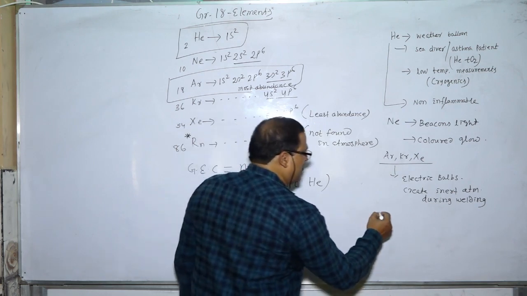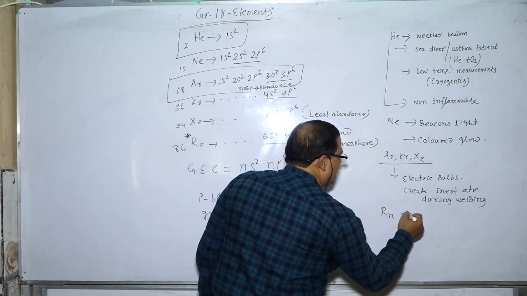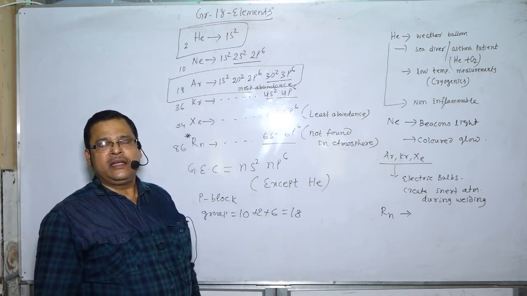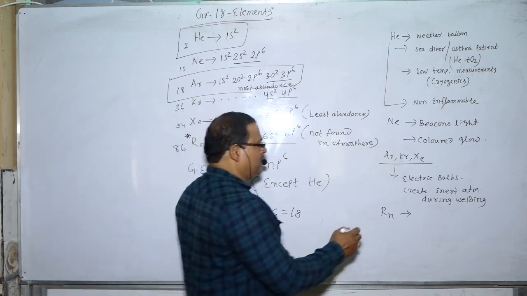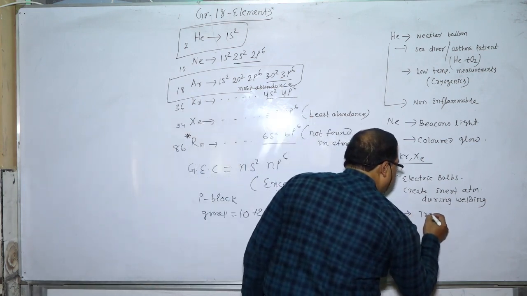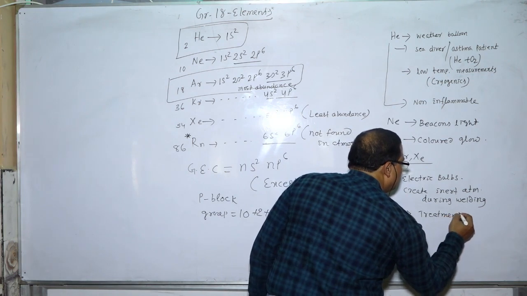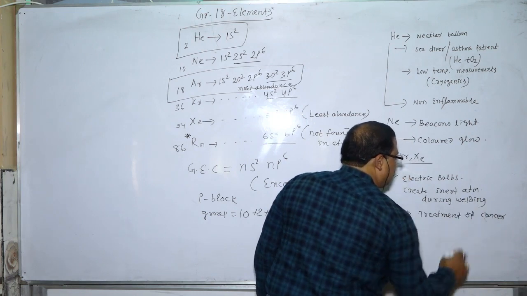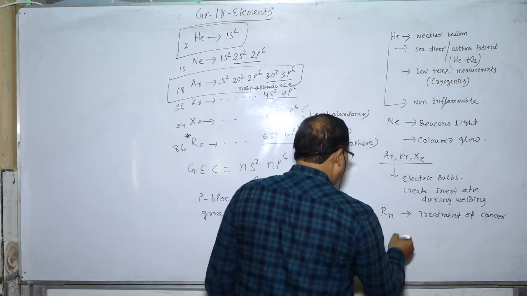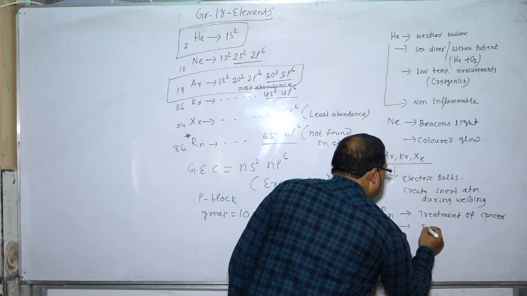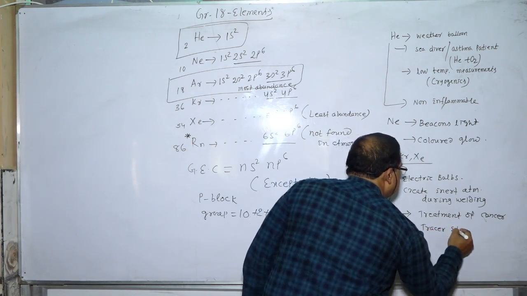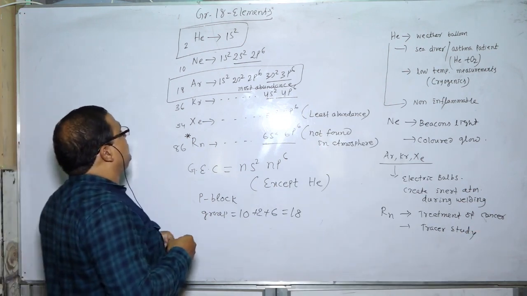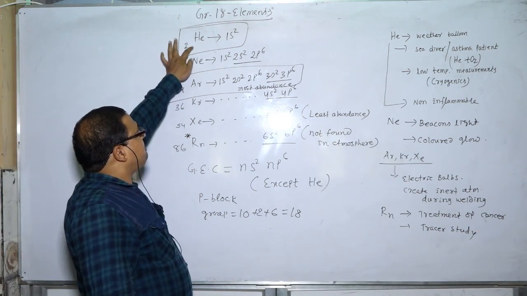The last one is radon. Radon is radioactive. It has the ability to produce alpha, beta, gamma radiations. Therefore it is used for the treatment of cancer, and also for tracer study. So these are the different uses of inert gases.